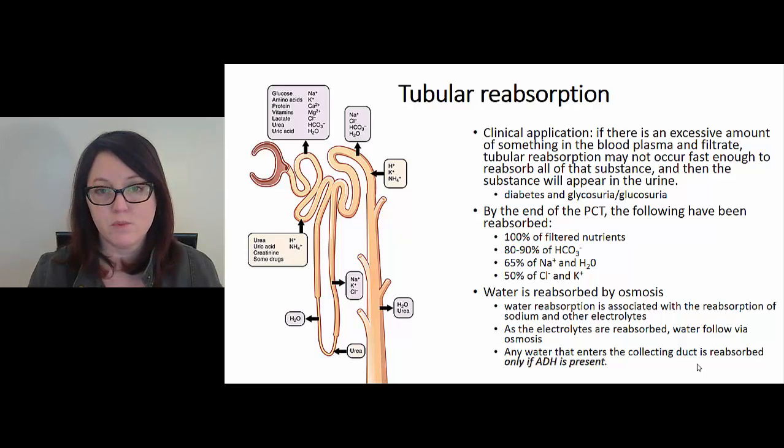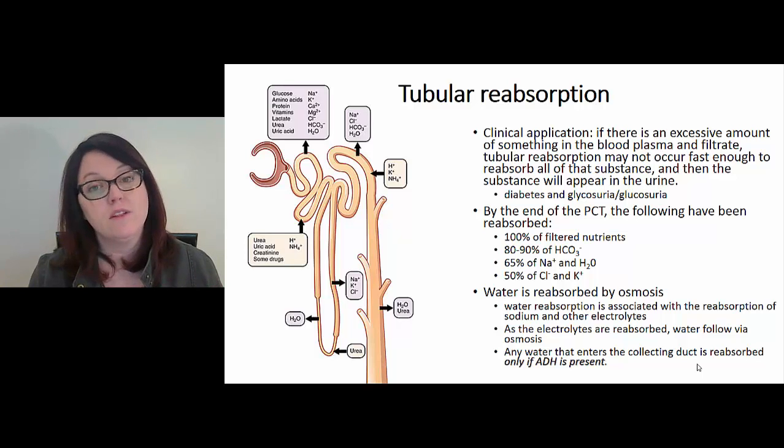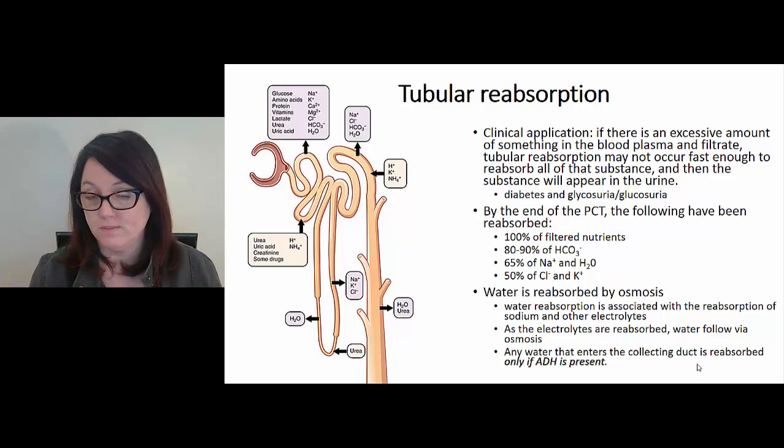The process of tubular reabsorption does have a clinical application. If there is an excess amount of something in the blood plasma, there will be an excess amount of that substance in the filtrate. And if there's an excess amount, then likely the process of tubular reabsorption cannot occur fast enough to reabsorb all of that substance, and so that substance will then appear in the urine.